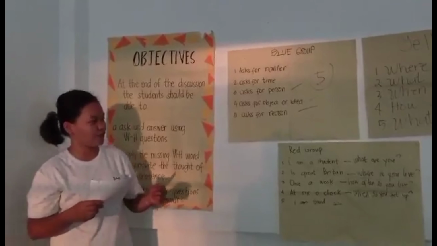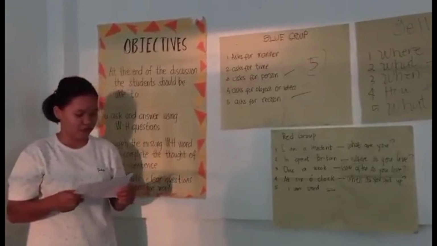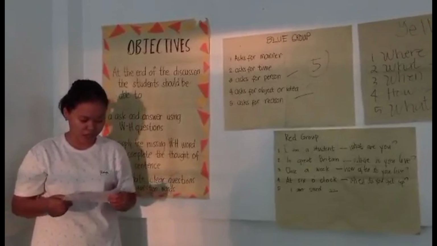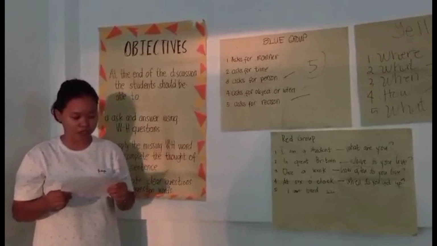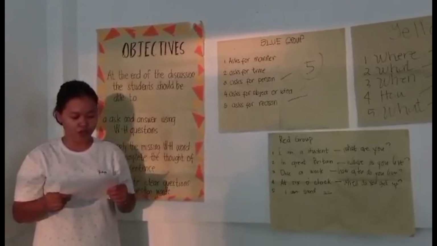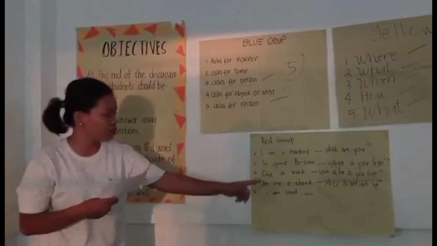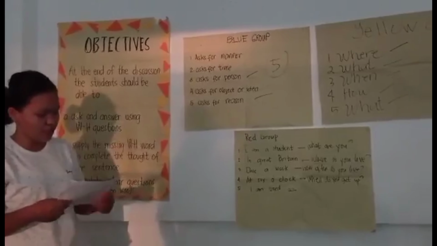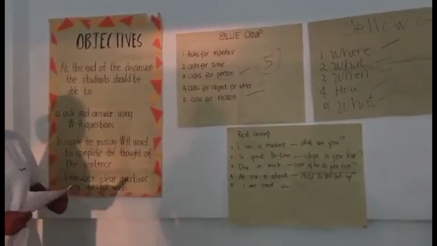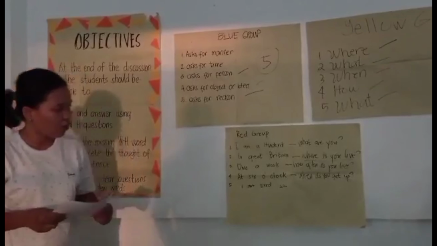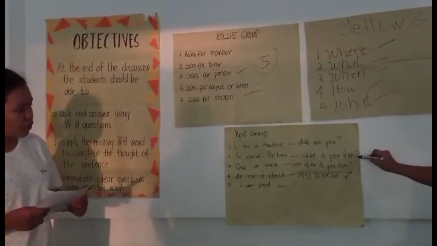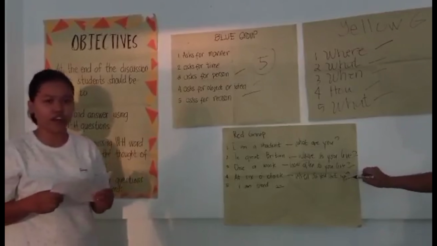Okay, next, the last group. Our work is from the red group. Our task is to formulate questions from the given answers using WH question words. Number 1 is, what are you? Then number 2 is, where do you live? And number 3 is, how often do you live? And number 4 is, when do you get up?